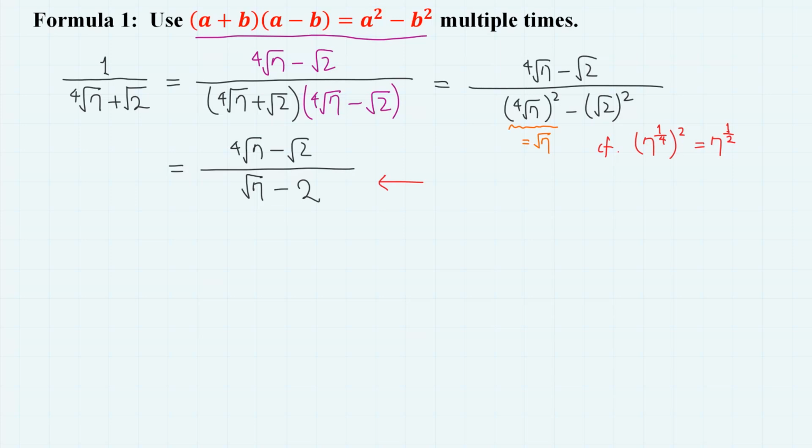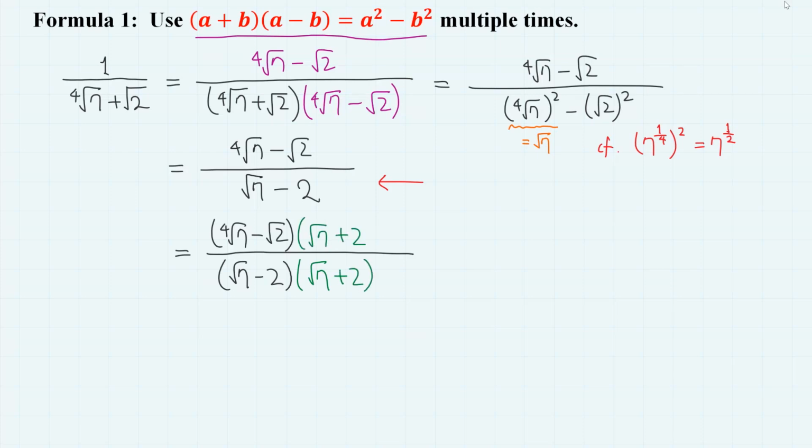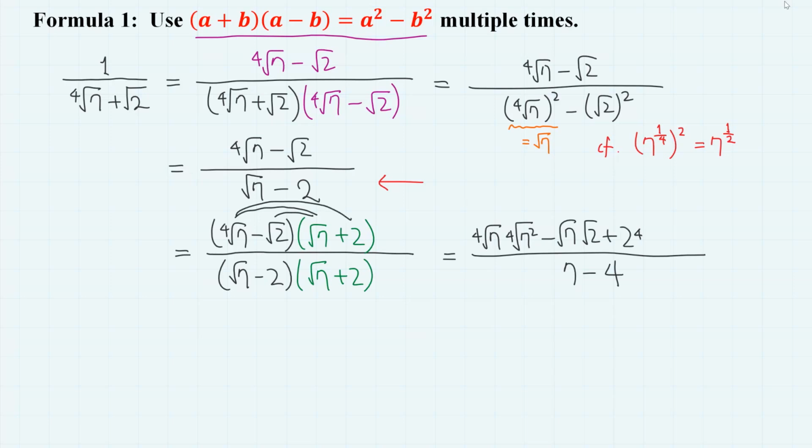And this is the type we encountered many times in the textbook. We just multiply square root of 7 plus 2 on both denominator and numerator. Then we have 7 minus 4 at the denominator, and on the numerator, first we have 4th root of 7 times square root of 7, and square root of 7 can be also written as 4th root of 7 squared, then minus square root of 7 square root of 2, then plus 2 times 4th root of 7, and then minus 2 square root of 2.